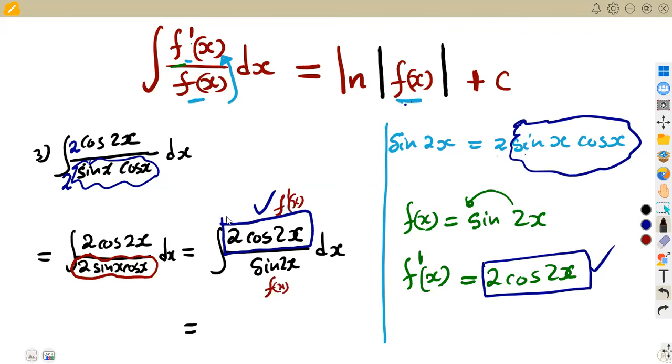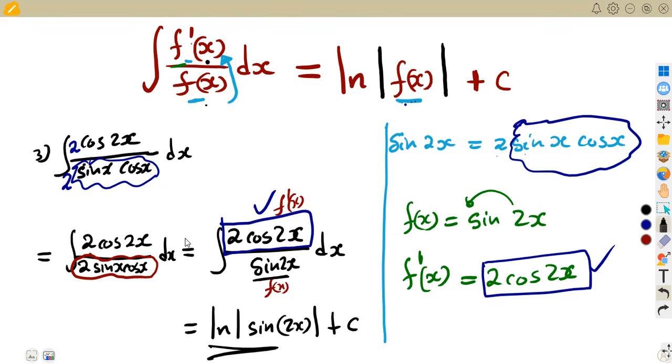So we saw that if the f of x is corresponding to its first derivative, the answer is going to be ln f of x, which is ln of our denominator, which is the sine of 2x in this case. So it is ln of sine 2x plus the constant of integration. That's it, we are done. We have integrated this whole part.